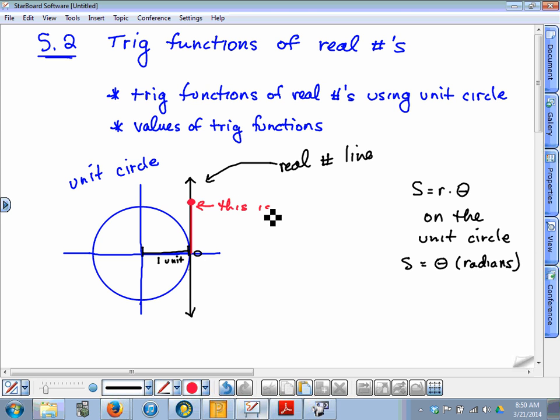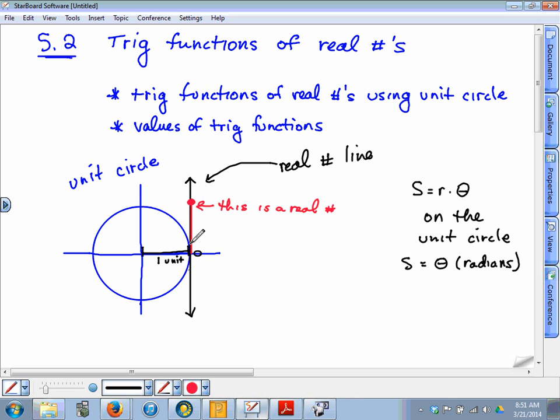This is a real number. How can I take the sine or the cosine or the tangent of that real number? Draw an angle to it. Exactly. Okay, now draw as neatly as you can here on this.